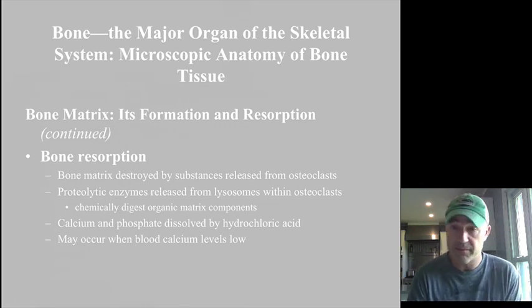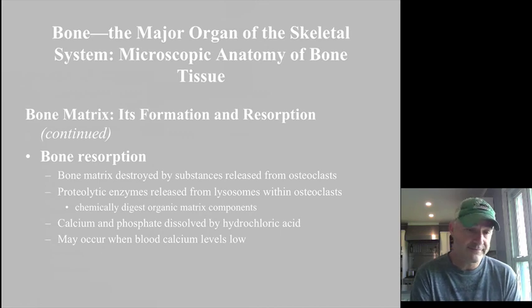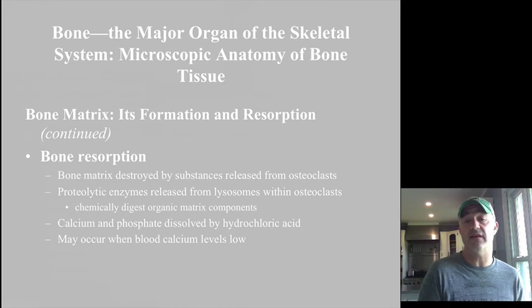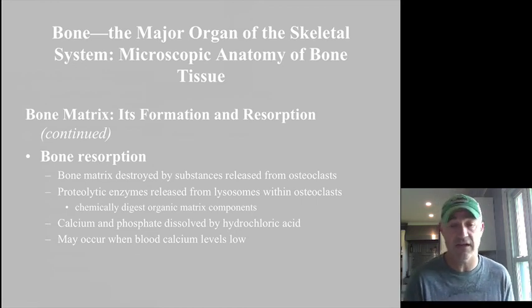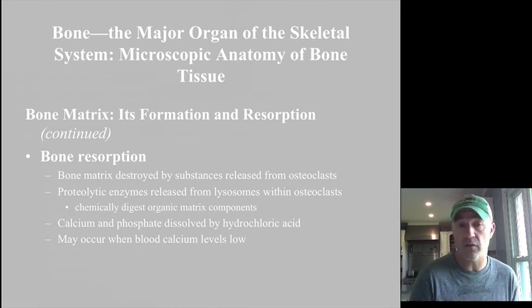Again, when we reabsorb this bone, we release a lot of those substances. We have different enzymes that will digest the organic and inorganic components. The acids really are getting the minerals freed up, and this may happen when blood levels of things like phosphate or calcium get low. One of the ways to bring those levels back up is to have those osteoclasts digest some bone to make it available to the rest of the body.